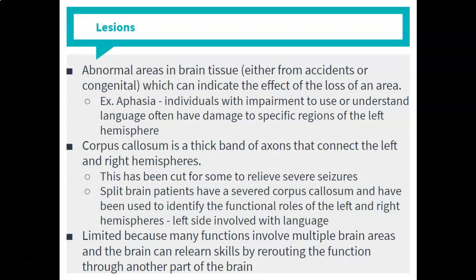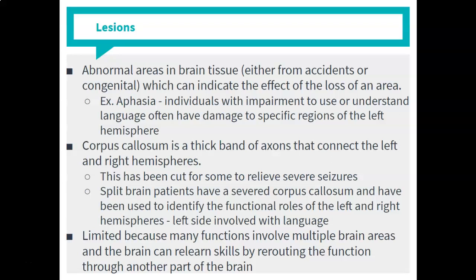There's also lesions, which are sort of like cuts. So abnormal areas in brain tissue, this could be from accidents or from diseases, which would indicate what happens and the effect of the loss of an area. So an example of this is aphasia, where if you have a specific damage to the left hemisphere, you then maybe have trouble understanding language. So one example is just an abnormal area.